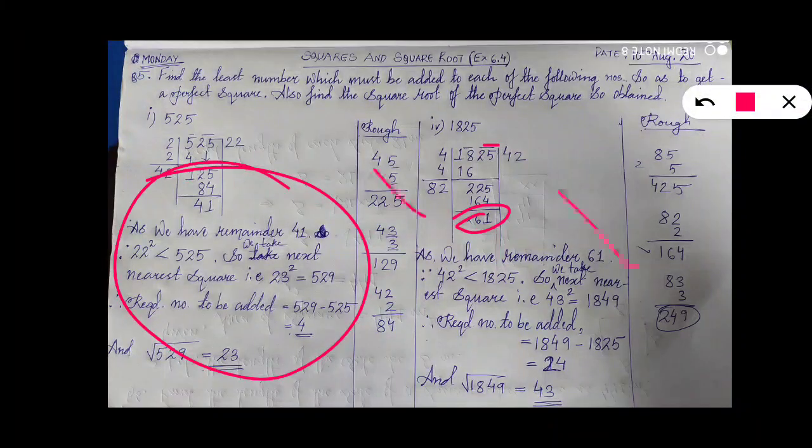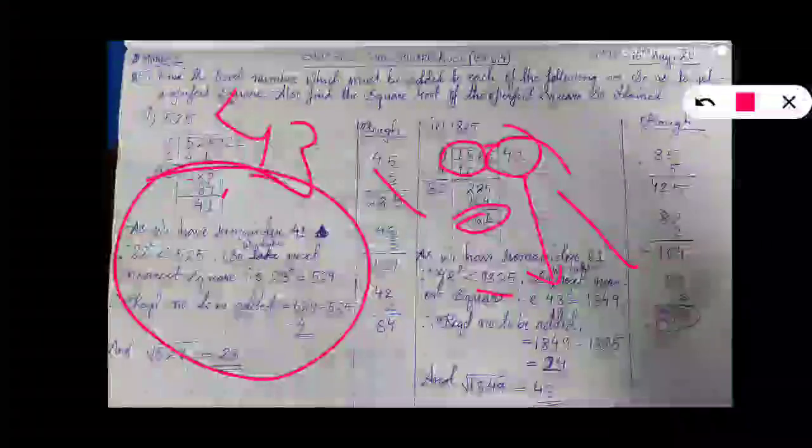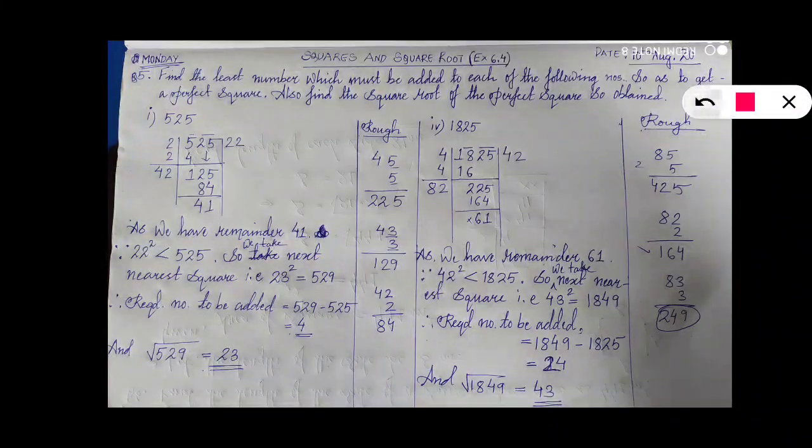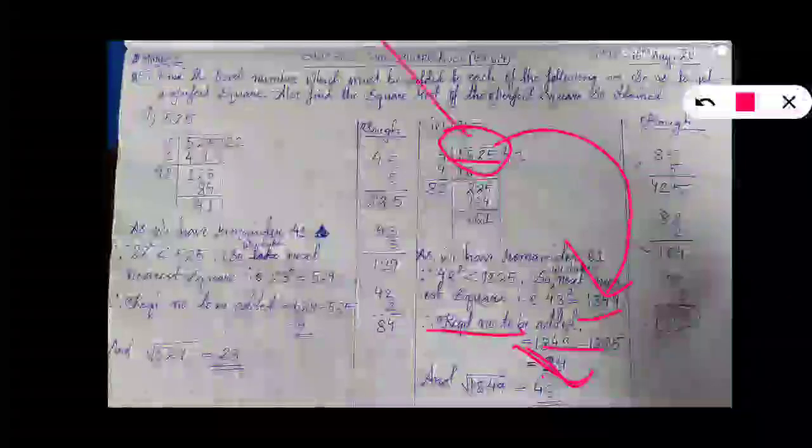As we have a remainder 61, so 42 square is less than 1825. So we take the next nearest square. After 42, what comes? 43 square. So you do in rough 43 into 43, you get 1849. Okay. So 1849 is the perfect square. Now let us subtract 1825 from 1849. You get 24. So 24 must be added. Required number to be added. So 24 must be added here to get this number.